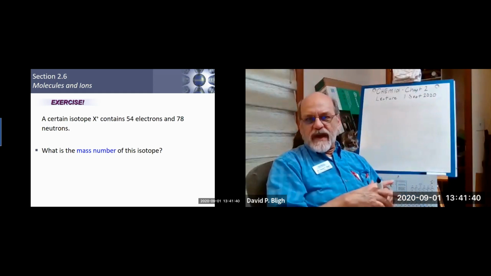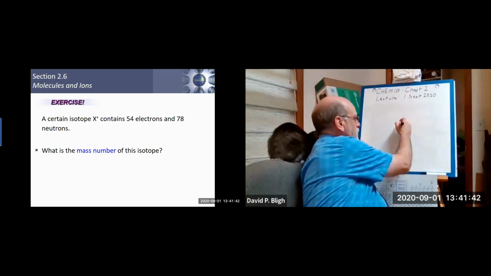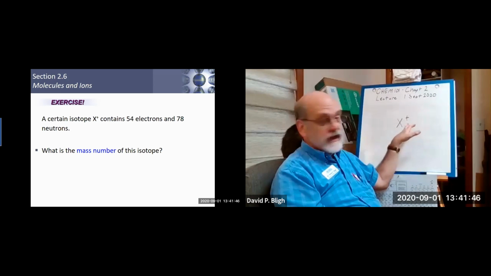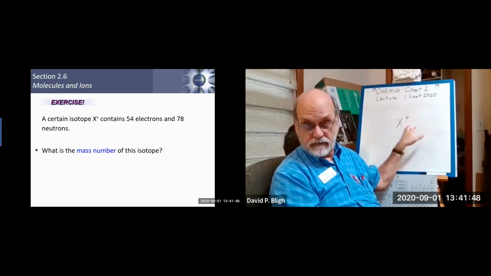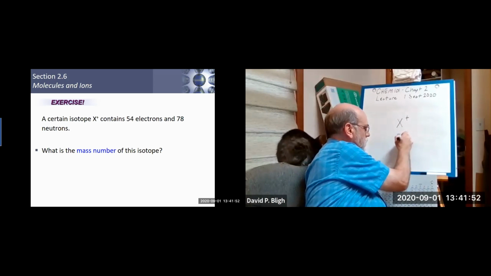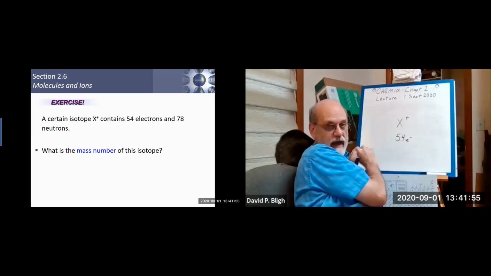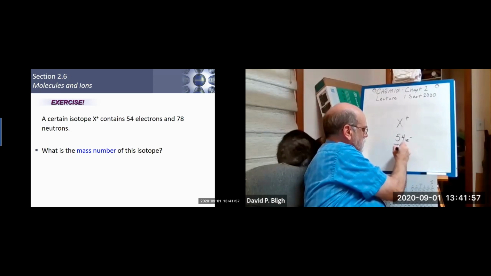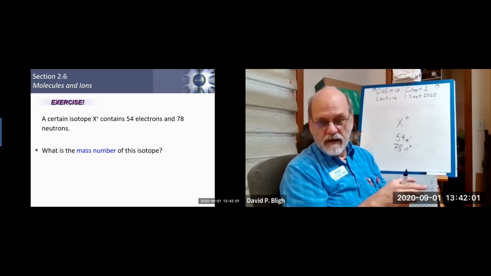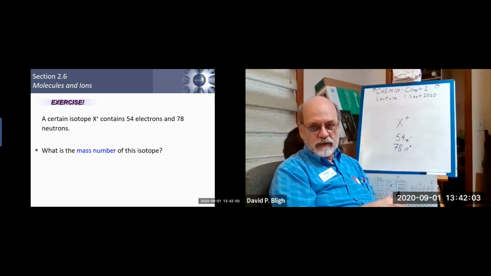A certain isotope has this symbol. So it's an ion, it's a cation. It contains 54 electrons and 78 neutrons. Okay? What's the mass number of this isotope?